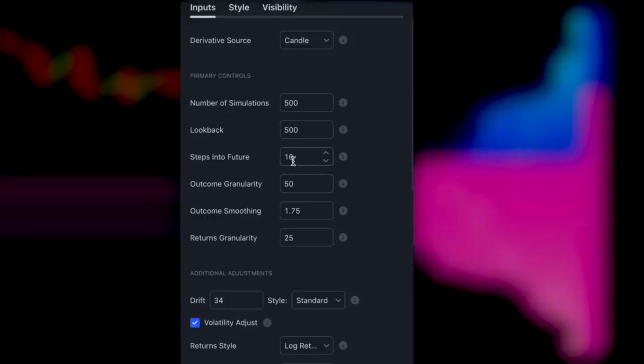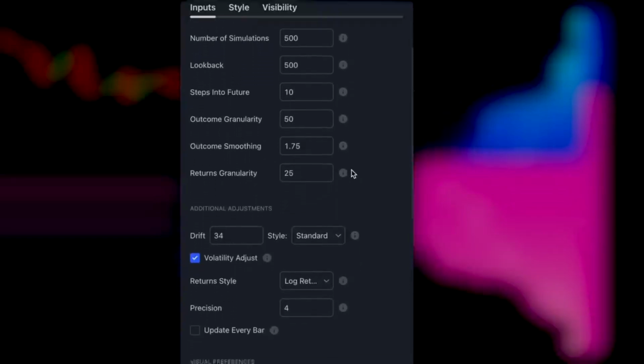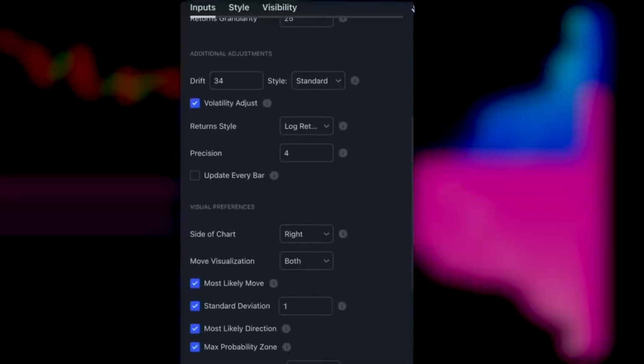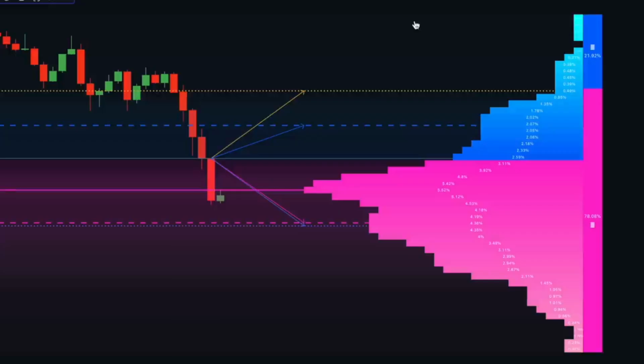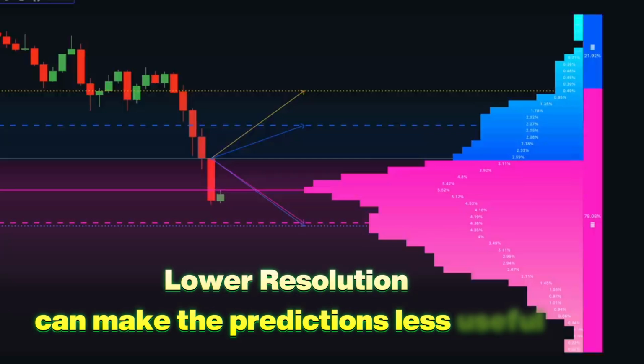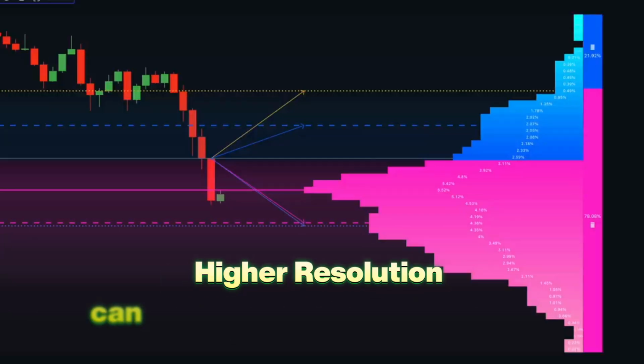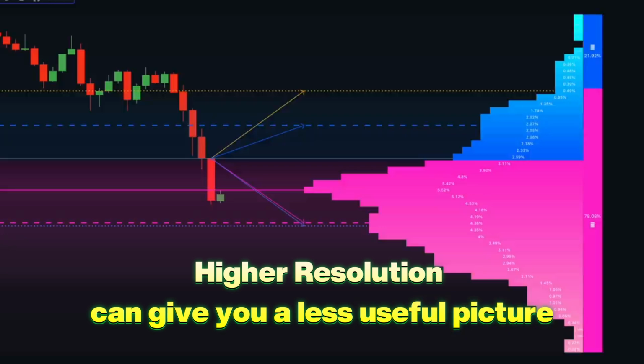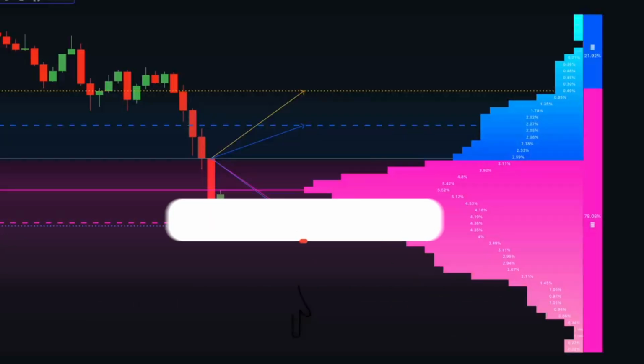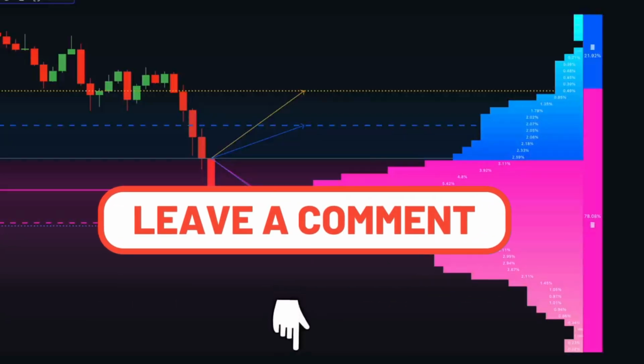Generally, this indicator excels at midterm estimations and may yield inconclusive results if the prediction period is too short or too long. You can change the granularity of the outcomes to give you a more or less detailed view of the future. That being said, a lower resolution can make the predictions less useful, while a higher resolution can give you a less useful picture. So, what do you think about this futuristic indicator?